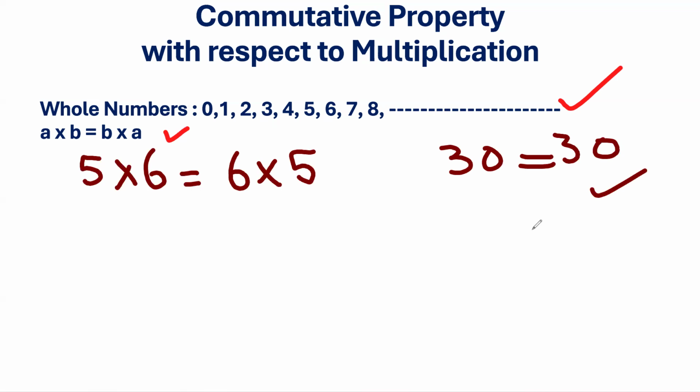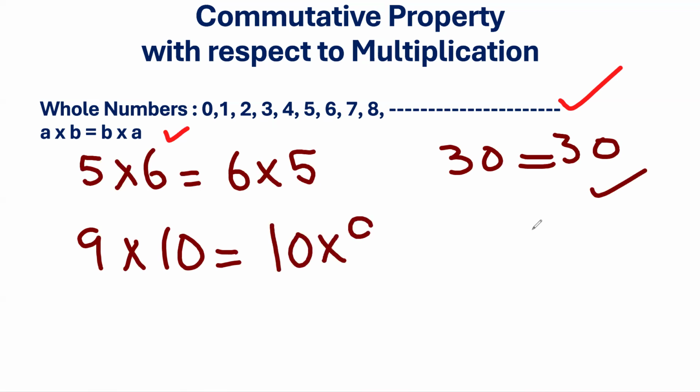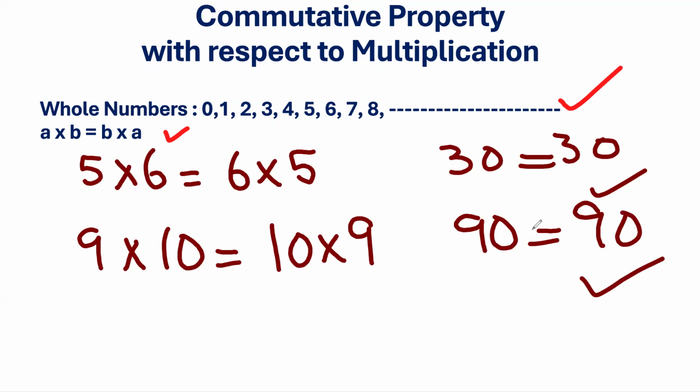Now let's take other whole numbers. 9 and 10. A is equal to 9 and B is equal to 10. Now we have to check B multiplied by A. 10 multiplied by 9. It is the same. 90 is equal to 90. So this property is satisfied with respect to multiplication. So you can take any whole numbers from the set of whole numbers, and this property will always be satisfied.